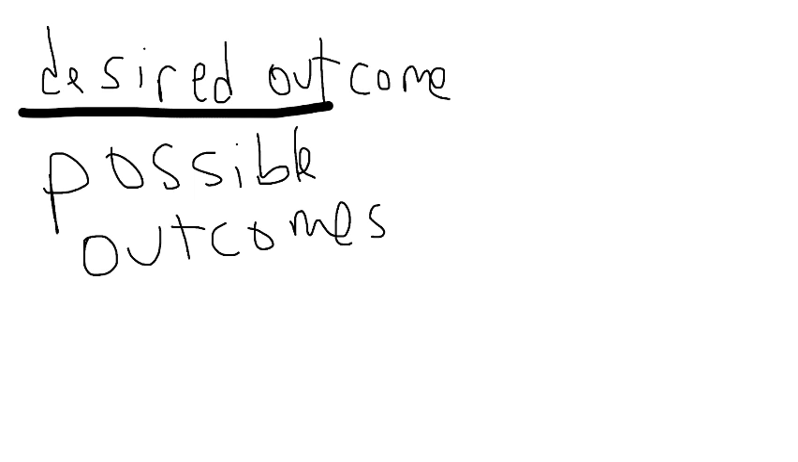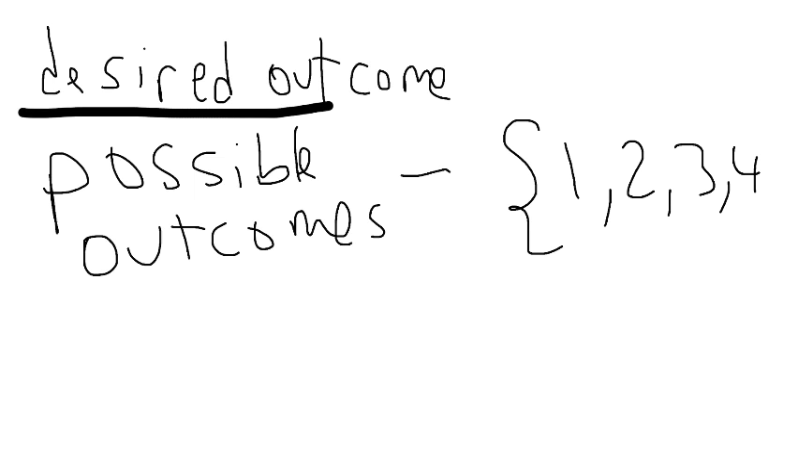Let's look at one. Let's say you roll a standard six-sided die. A standard six-sided die has 6 possible outcomes. That is because its possible outcomes are 1, 2, 3, 4, 5, and 6. We call this our sample set.